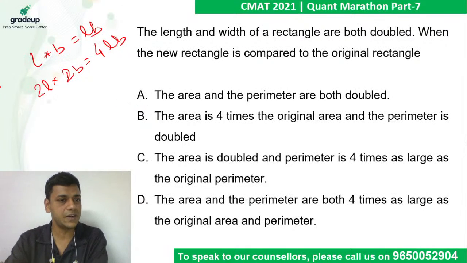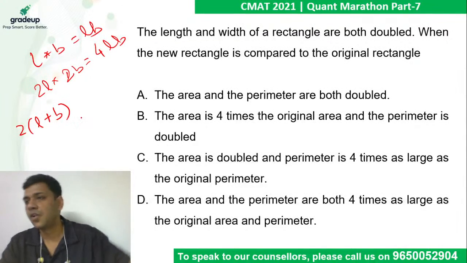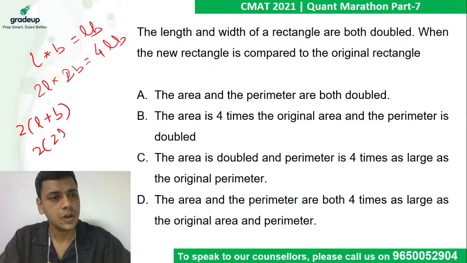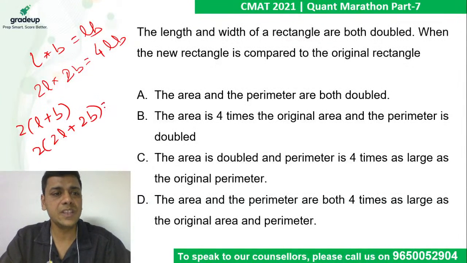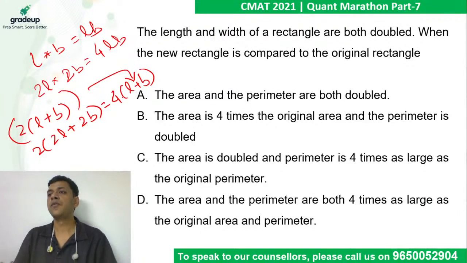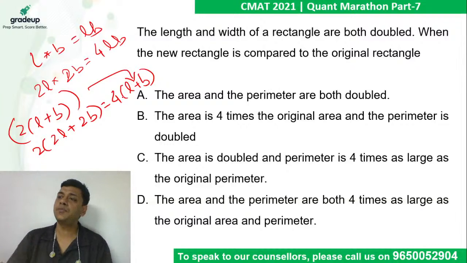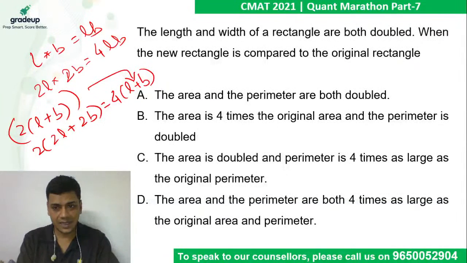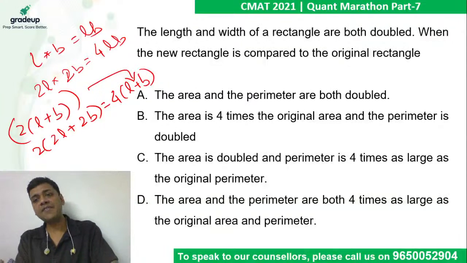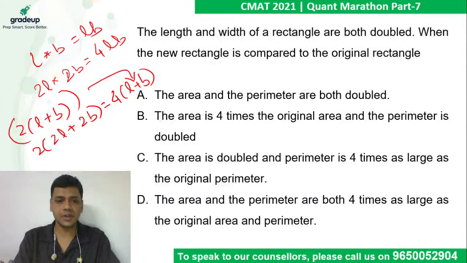Okay, the original perimeter was twice of L plus B. What is the new perimeter? Twice of 2L plus 2B, which is 4 times L plus B. So perimeter will increase from twice of L plus B to 4 times L plus B, when the area will increase from LB to 4 times LB. Yeah. So area will become 4 times, but perimeter will be doubled. That is my option number B.